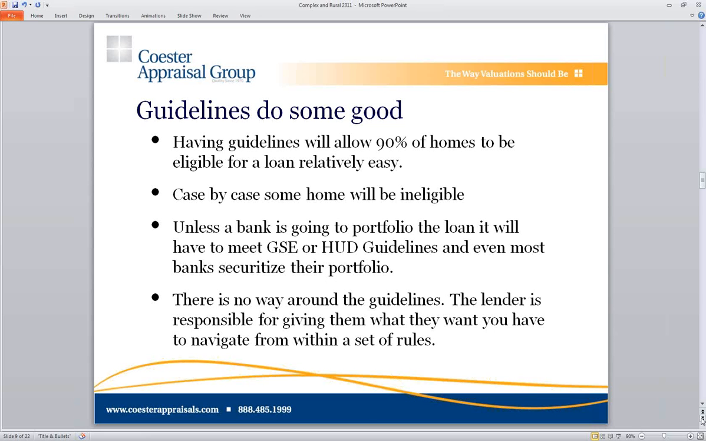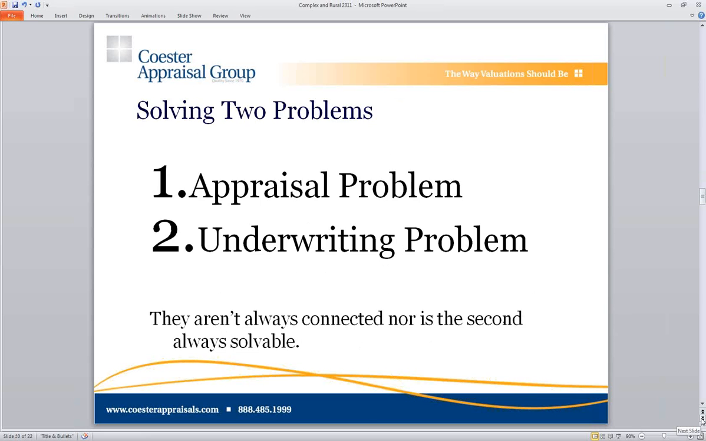And again, there are two problems. This is where it comes back to there being appraisal problems and underwriting problems. They aren't always connected, nor is the second always solvable. Okay, here's the problem with the appraisal. And I used to get this all the time.